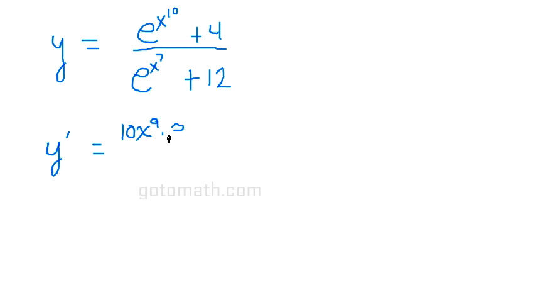Rewriting. Whoa, we need to make that an x. That is definitely a funky x. Okay. So that's the derivative of the top. Now, of course, the derivative of 4 is 0, so I have to do nothing there. Times the bottom, e to the x to the 7th plus 12, minus the top.